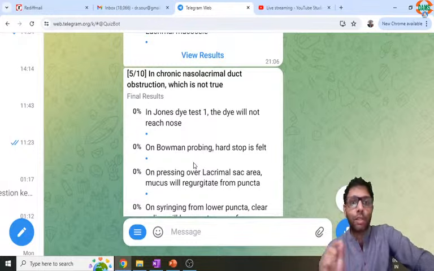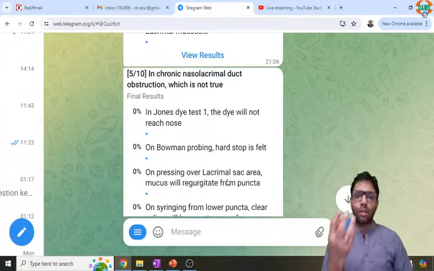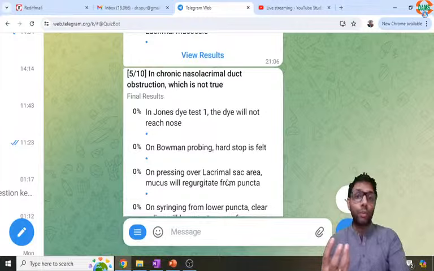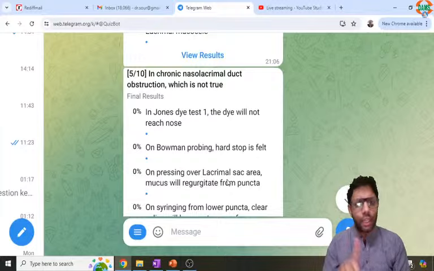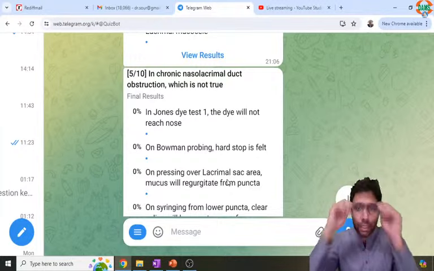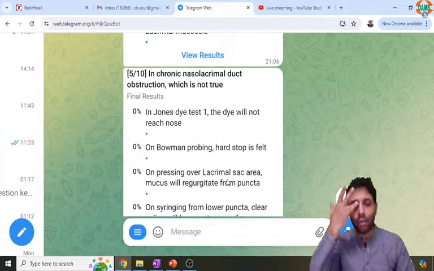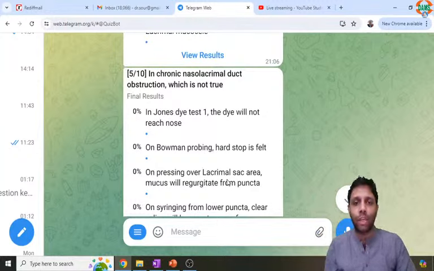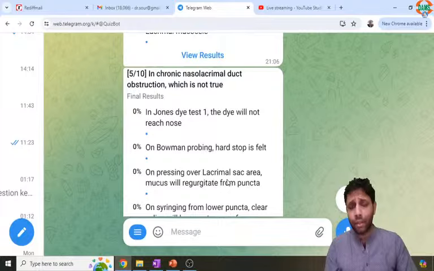Now there is a test known as ROPLAS, regurgitation on pressure over lacrimal sac area. On pressure of the lacrimal sac area, mucus will regurgitate. Yes, because in NLD obstruction, there is a backflow and water accumulated in the sac, which can be converted into mucus. That can only be possible in nasolacrimal duct obstruction, in acute as well as chronic. But in acute, you can't press over the lacrimal sac area. Why? Because there is pain, redness, swelling over here. Now you will press, the patient will have pain. So this ROPLAS test is contraindicated in acute dacryocystitis. It is positive in chronic dacryocystitis or chronic NLD obstruction. It cannot be done in acute.